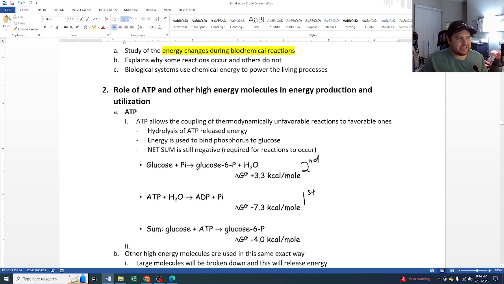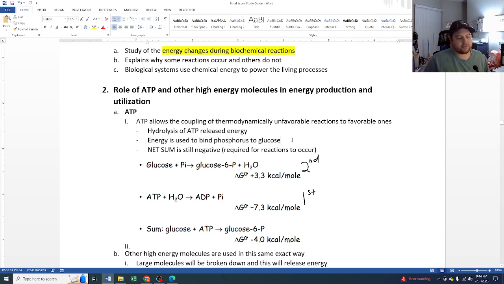Okay, so we're going to talk about ATP, adenosine triphosphate. ATP is what allows for the coupling of thermodynamically unfavorable reactions to favorable ones. So hydrolyzing, breaking apart ATP, releases energy, and that energy is then used to bind phosphorus to glucose. This is one of the examples.